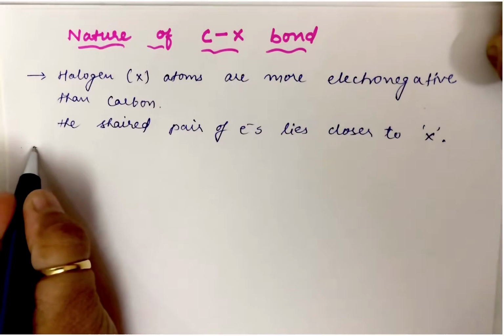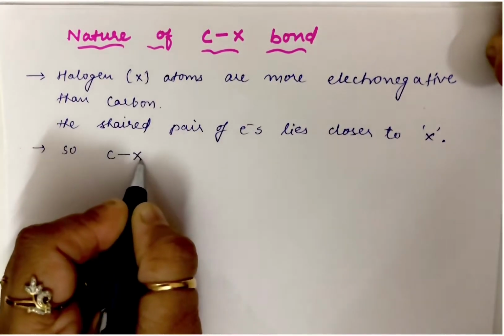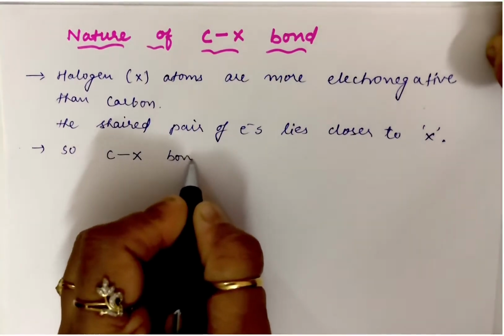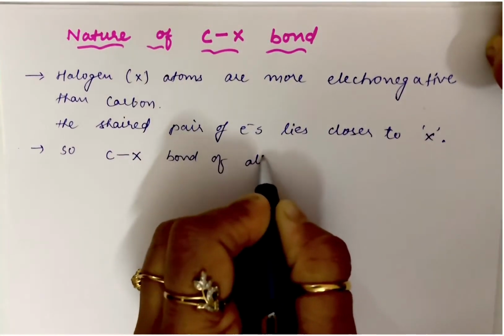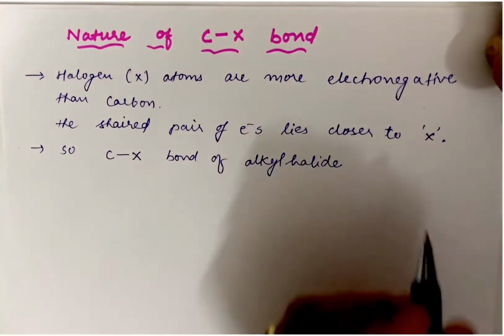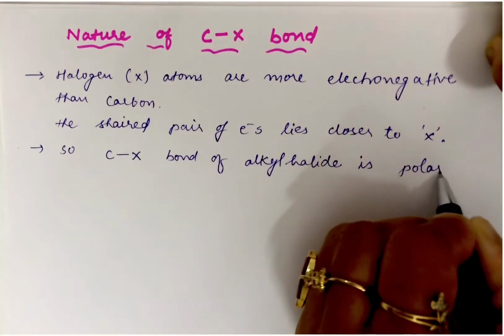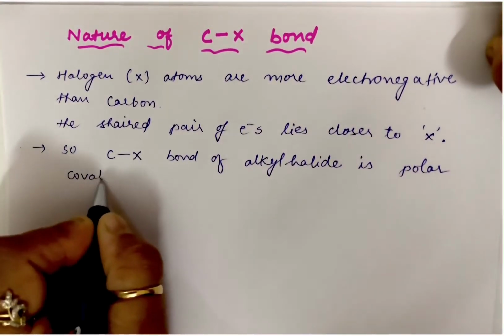Fine students, when this happens, you can say, so this particular CX bond which is formed, CX bond of your alkyl halide, as I discussed, we are talking about the presence of CX bond in alkyl halides, becomes polar. So is polar covalent bond.